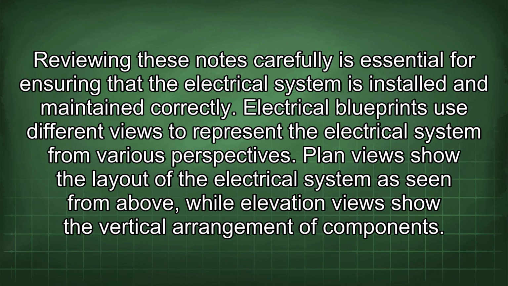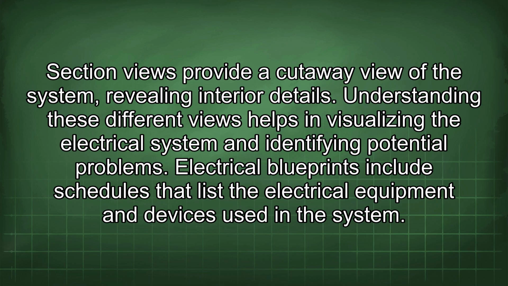The electrical blueprints use different views to represent the electrical system from various perspectives. Plan views show the layout of the electrical system as seen from above, while elevation views show the vertical arrangement of components. Section views provide a cutaway view of the system, revealing interior details. Understanding these different views helps in visualizing the electrical system and identifying potential problems.